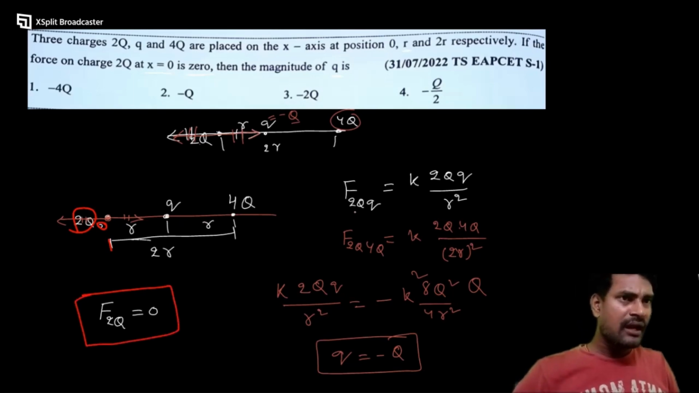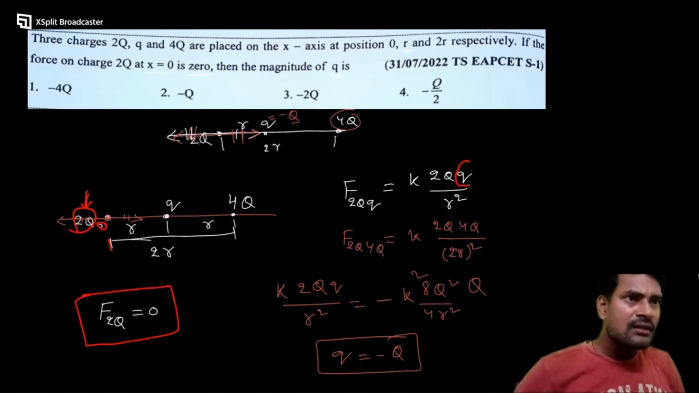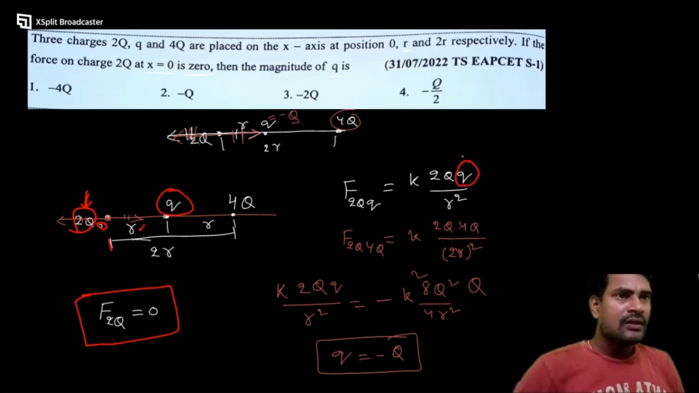See, first I am calculating the force acting on this 2q charge, which was kept at origin, due to the small q charge which is at a distance r from the origin. So I am naming that force as F2q due to small q. So the force on this 2q due to this small q charge will be k into 2 into Q into small q by r square.